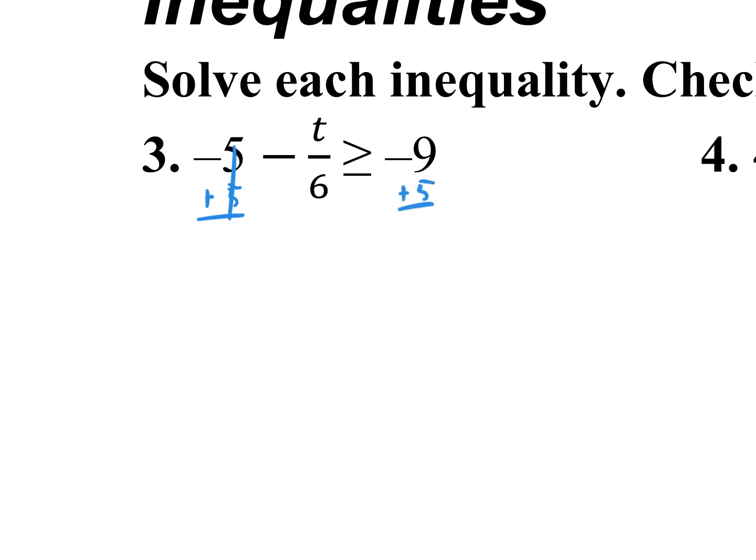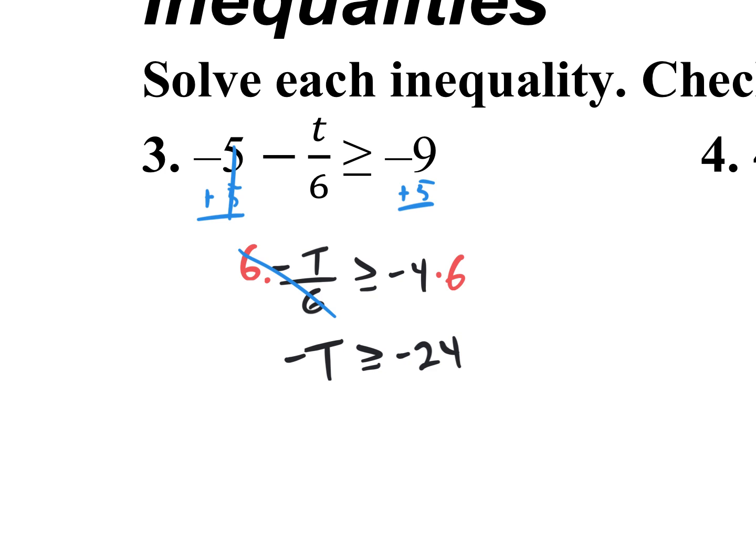So my new inequality will be a negative t over 6 is greater than or equal to negative 4. Now notice that I did take this negative sign and I put it up here on the t. You could do that if you want, or you could just leave it out in the front. I put it up here with the t so I could easily get rid of this divided by 6 by doing the opposite of dividing by 6, which is multiplying by 6. And what you do to one side, you must do to the other side. So that eliminates. I will have a negative t left over is greater than or equal to negative 24.